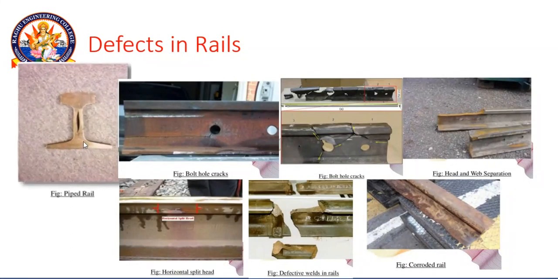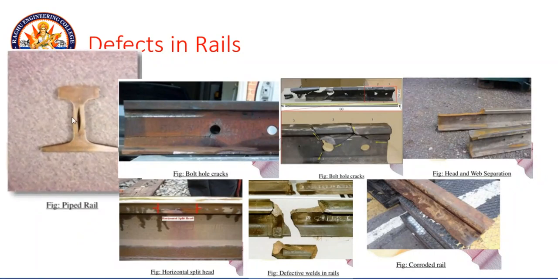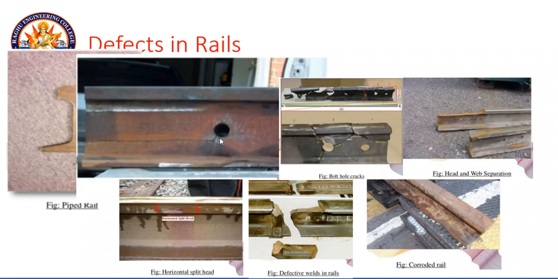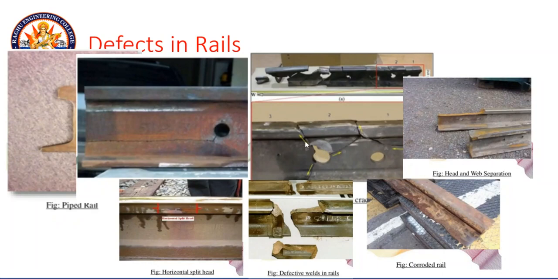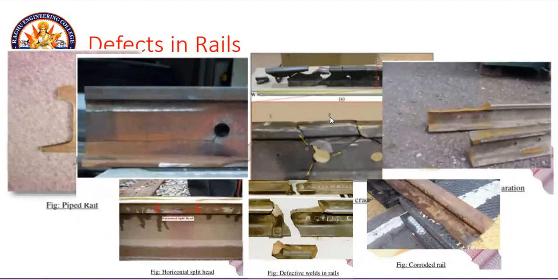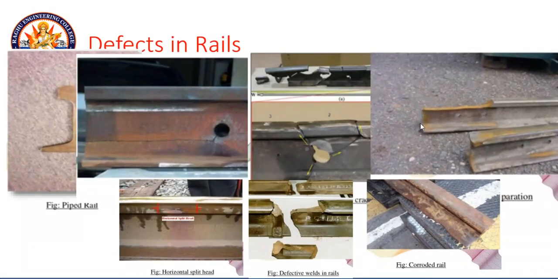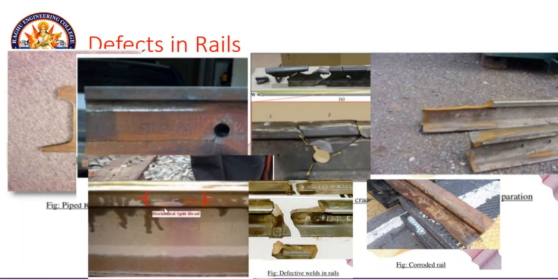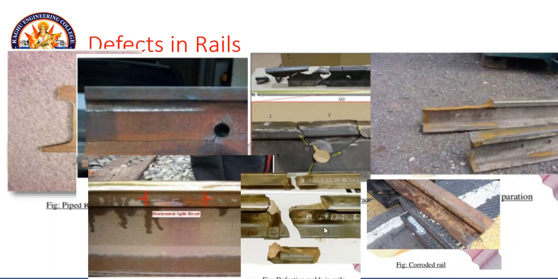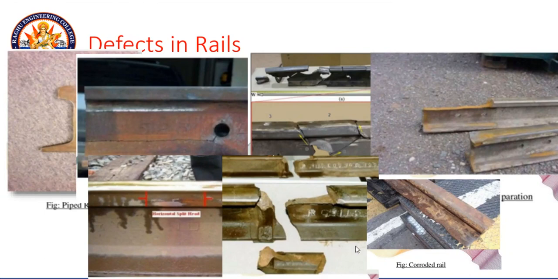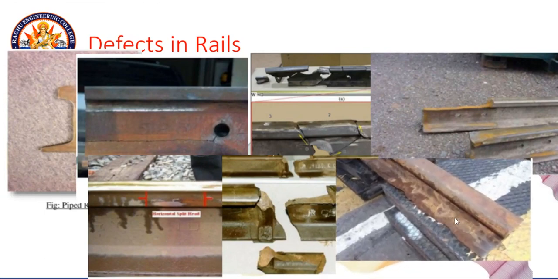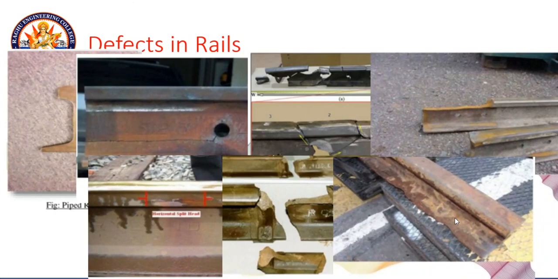Like this pipe here: due to the forging process, there is a pipe in the rail. Pipe means there is a gap in between the area. This is one of the defects. Next, because of highly fatigue loads acting on these rails, crack formation is possible in this area. After this, due to the extension of this crack, there is a possibility of total failure of the rail. Next is the removal of some part of the rail, and a horizontal split has happened in this area. Defective welds can also cause failure of the rails, and this is a corroded rail because it is in the open atmosphere. These are some defects in the rail areas.